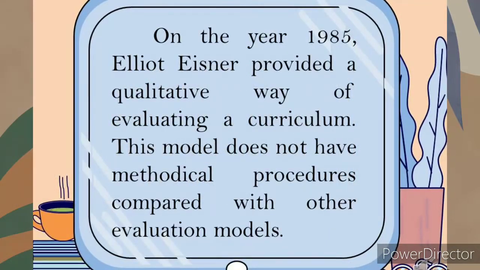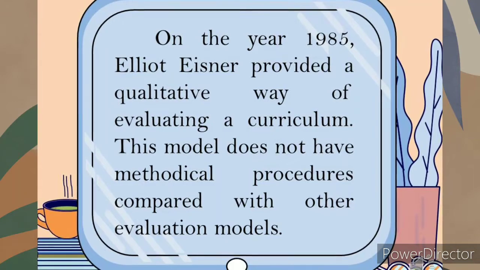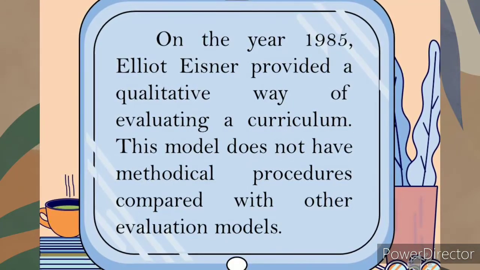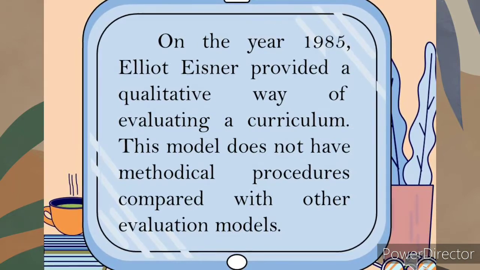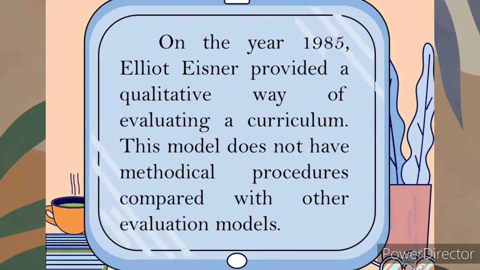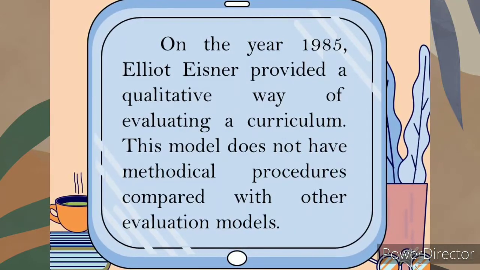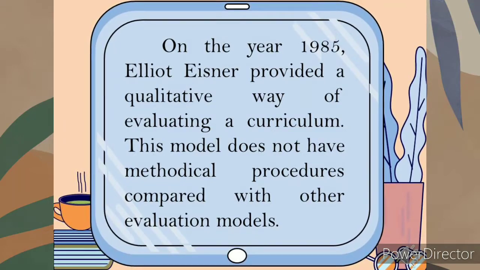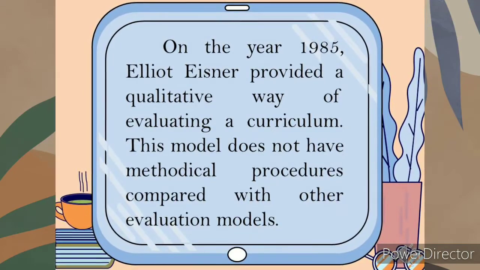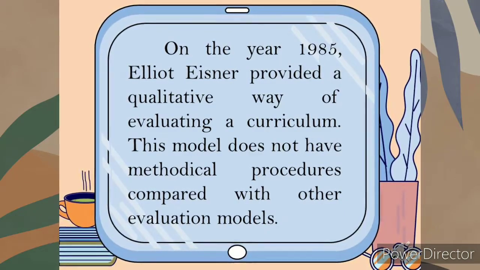In the year 1985, Elliot Eisner provided a qualitative way of evaluating a curriculum. This model does not have methodical procedures compared with other evaluation models. Eisner's model calls for deeper and wider observation, with results of evaluation that are expressed in written form. The results, however, are not merely descriptions. They provide excellent and accurate interpretation and appraisal.